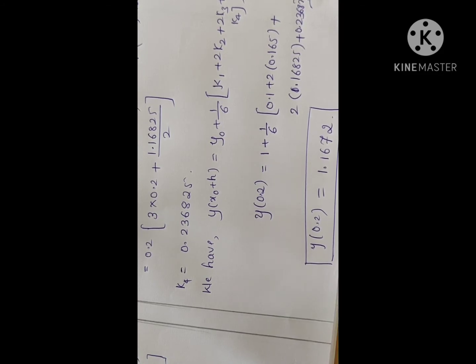Now what have they asked? They asked you to find the solution with respect to analytic method. So using analytical method, we need to prove y of 0.2 is approximately 1.167, because this RK method is a numerical method, so it's an approximate value, that is 1.1672. Now we'll see how we'll get a solution using the analytical method.